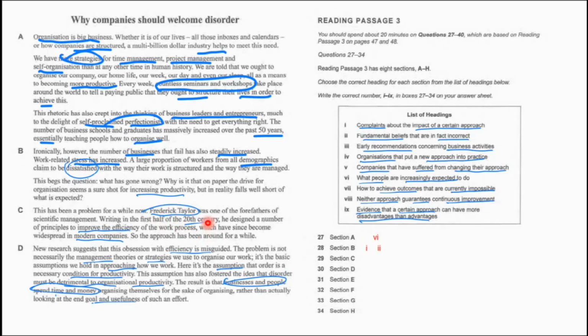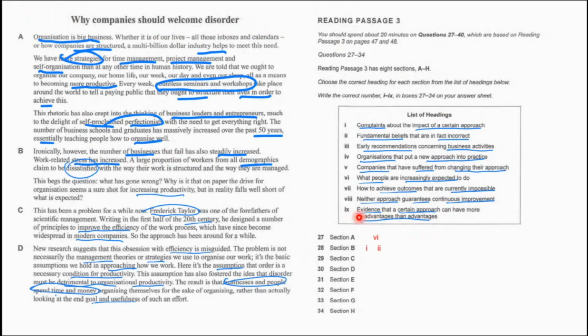The sixth is opposite to what they said in the paragraph. In the paragraph they said people did it and they are talking about the effects of that, but here they are saying people are increasingly expected to. So this will not be our answer as well. In this one, how to achieve our outcomes, but here they are showing frustration or failure of the approach they previously used. So this could not be our answer. Neither approach, but here they only mention one approach, and that is organization or order.